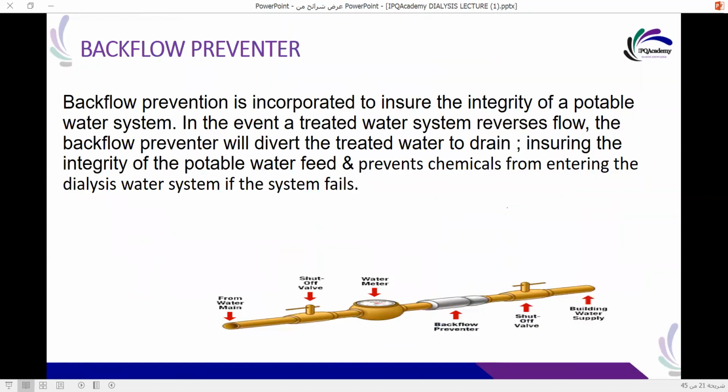Let's go together through the components of the station. First of all, the backflow preventer. This backflow preventer prevents the backflow of treated water back to the municipal water if there is any system failure. So I protect the municipal water from the treated water coming and mixing together.